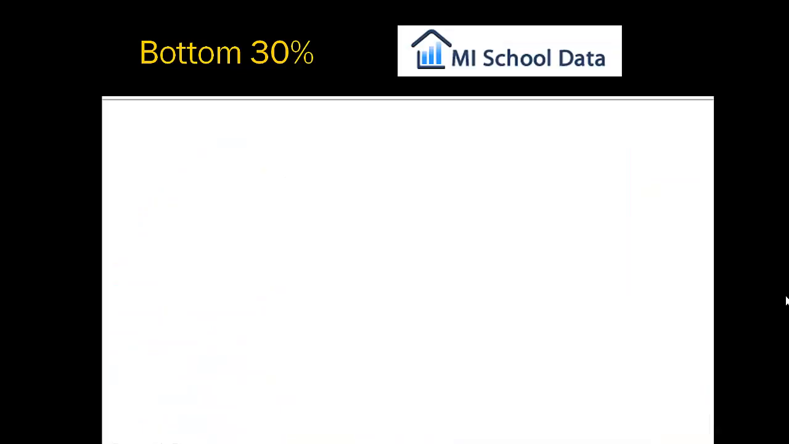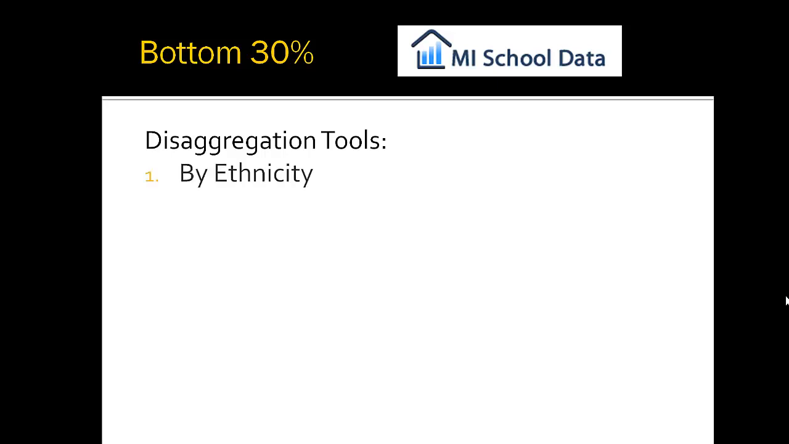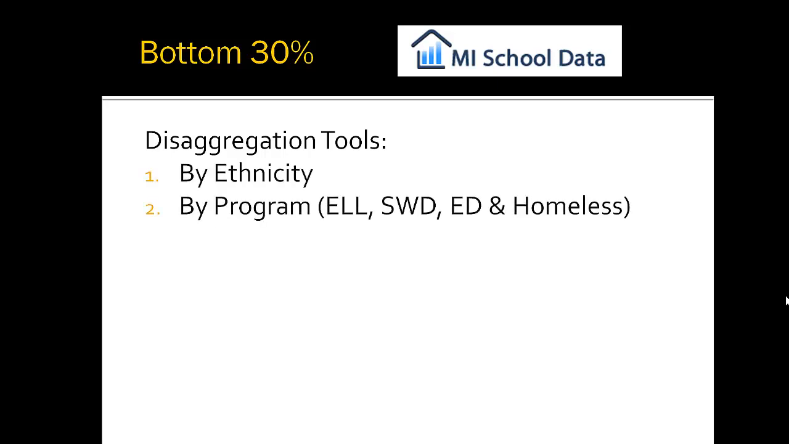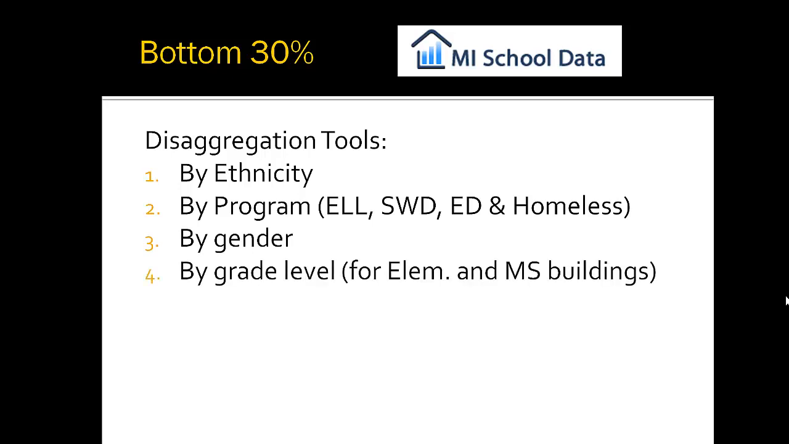With the bottom 30, top 30 tools, I can get a disaggregation of who is scoring in my lowest 30% versus highest 30%, by ethnicity. I can do this by program, English language learners, students with disabilities, economically disadvantaged, or homeless. I can also get a disaggregation by gender and, very importantly, by grade level.